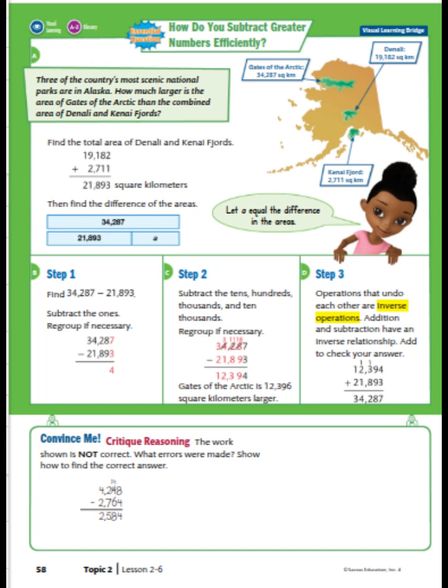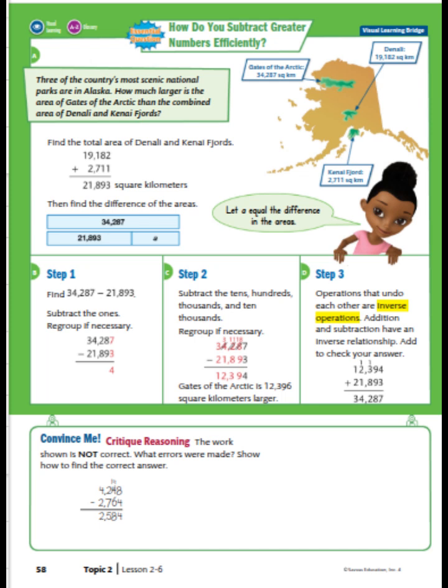Inverse operations means opposite operations. And the opposite of addition is subtraction, just like the opposite of subtraction is addition. So every subtraction problem can be checked using addition, and that's what we're doing in step 3. Let's add our answer from the subtraction problem and the number we subtracted to see if we get the top number, the number we subtracted from, that 34,287.